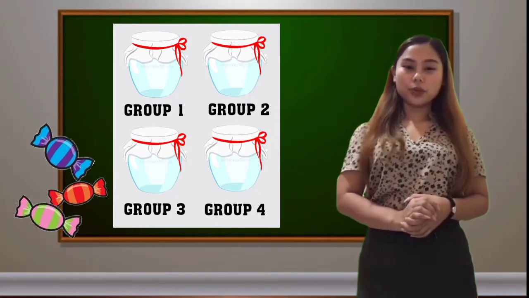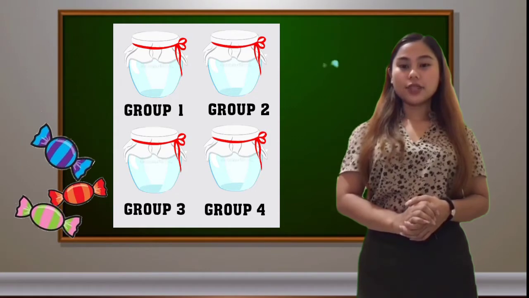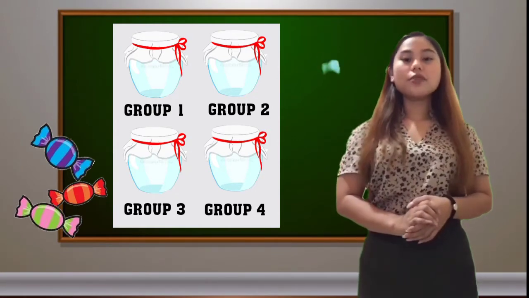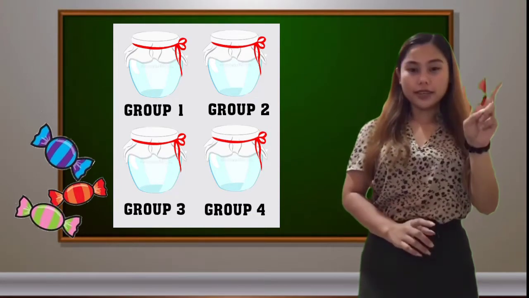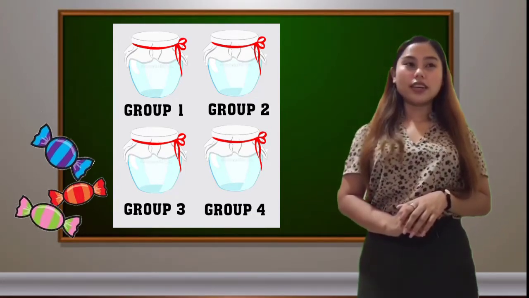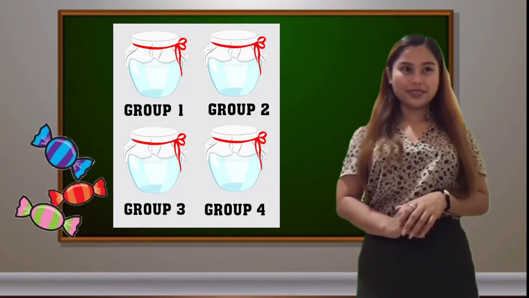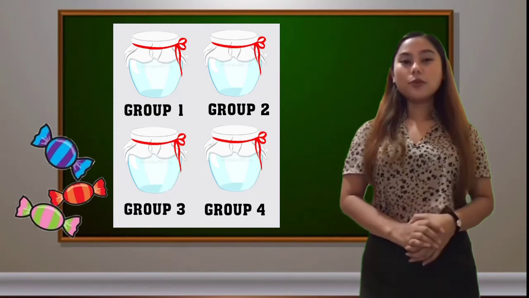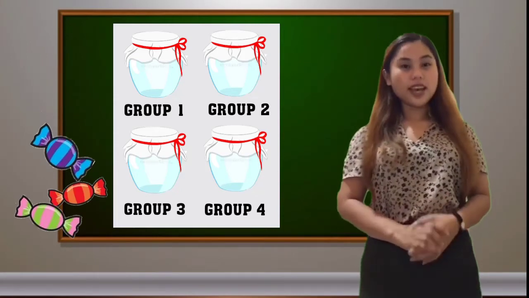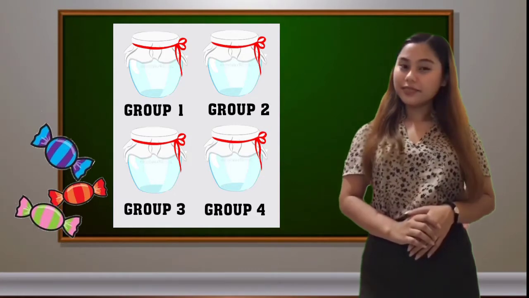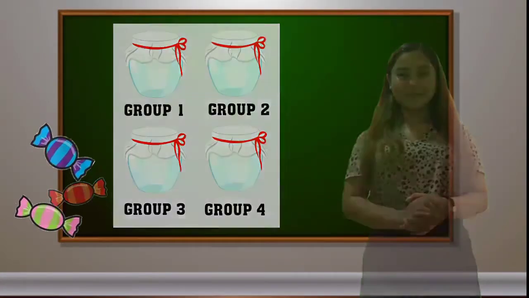All you have to do is to collect candies to put into your jar. Each candy is equivalent to 2 points, and you can earn these candies by answering correctly on our group activity. At the end of our activity, the group with the most candies wins, and they will get a reward. Is it clear? Very good.